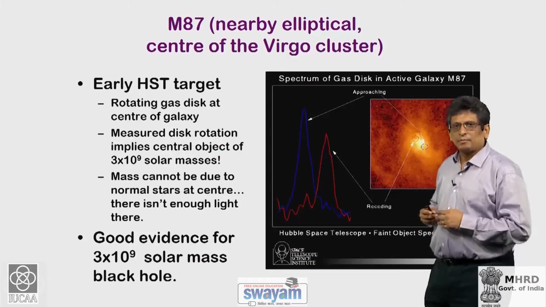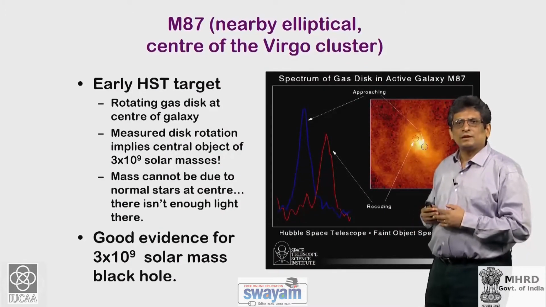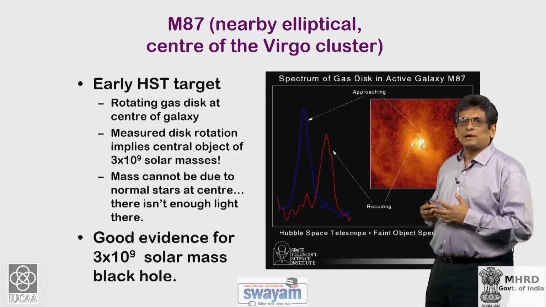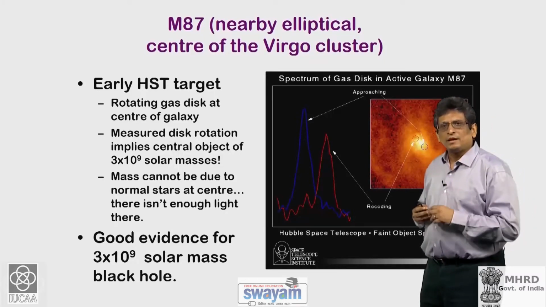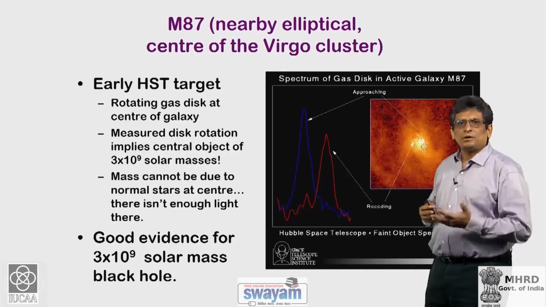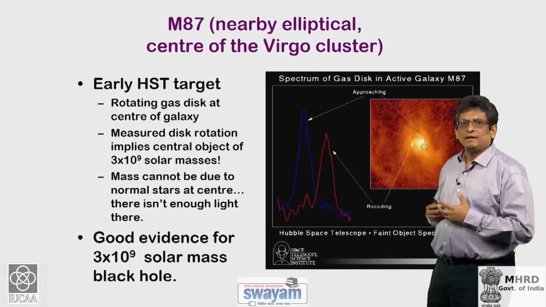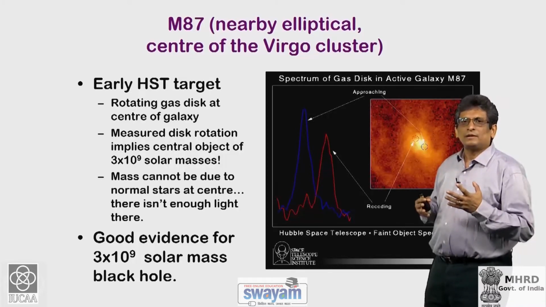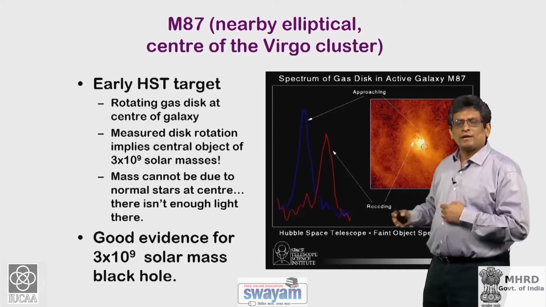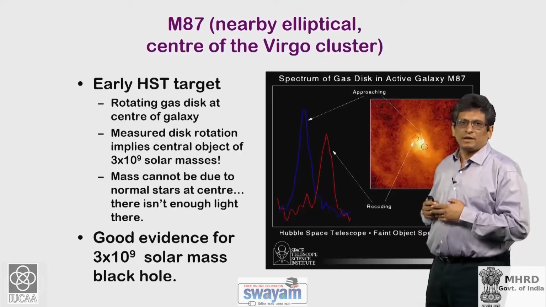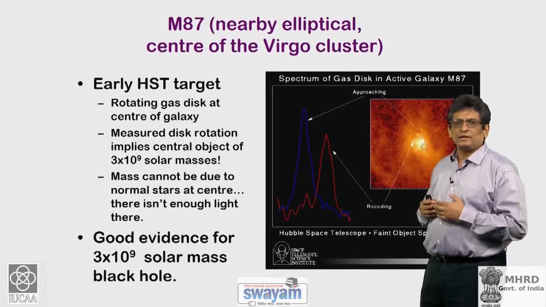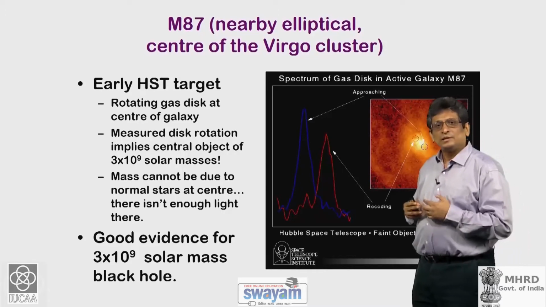Here is an example of a nearby elliptical, which is at the core of the Virgo cluster. It was very early on observed by the Hubble Space Telescope, looking at exquisite resolution in the middle of the galaxy, and one could, from the rotating gas in the center of the galaxy, find evidence of a central black hole in the middle, where the mass of this black hole is a few times 10 to the power 9 times the mass of the Sun. This is far more massive than the black hole that is in the middle of our galaxy.